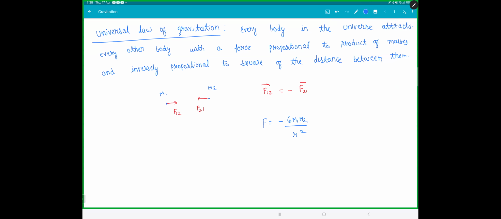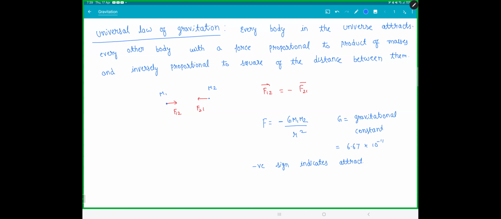You can see the resemblance. This looks like K q1 q2 by r square. The minus sign indicates attraction. So that is one thing. There is no concept of repulsion in gravitation. They'll always attract. So in all the formulas that you studied, there'll always be one minus sign. G is the gravitational constant, whose value is 6.67 into 10 power minus 11. Negative sign indicates attraction.